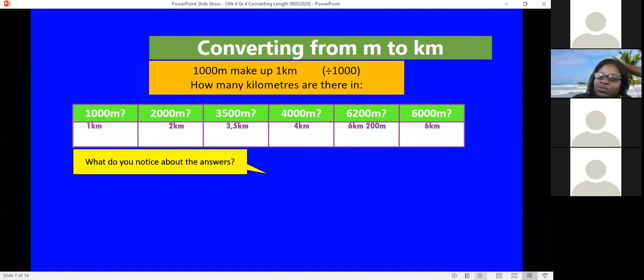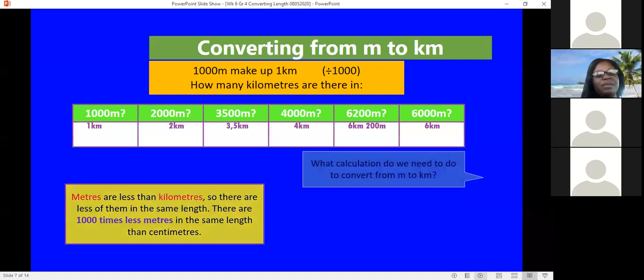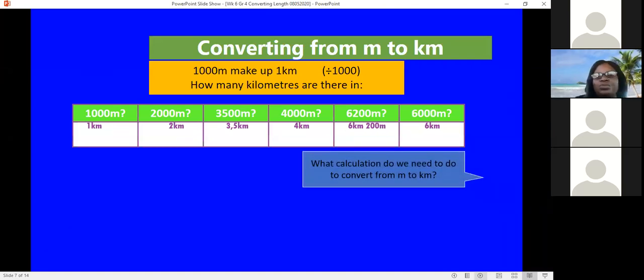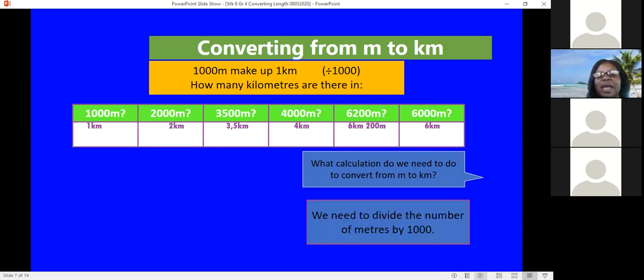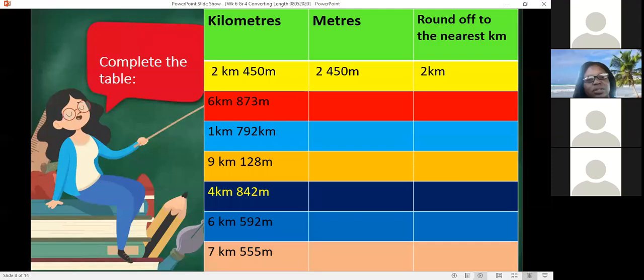And what is it that we notice about the answers? We notice that meters are less than kilometers, so there are less of them in the same length. What calculation do we need to convert from meters to kilometers? We have to divide by 1000. And I've shown you, when we divide by 1000, we use the comma and then you count 3 times.